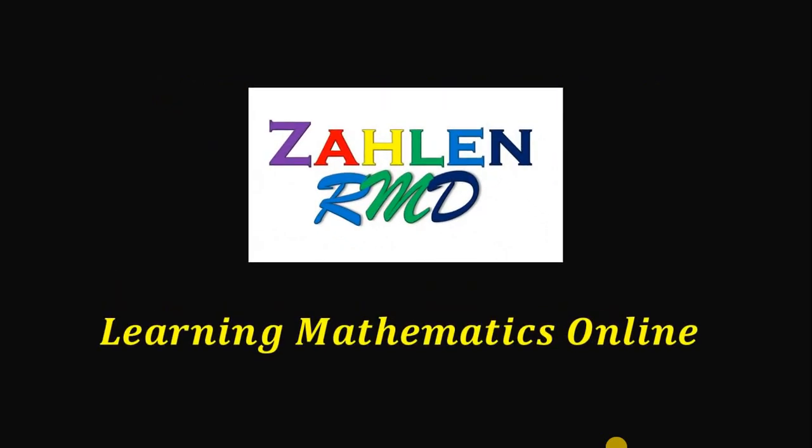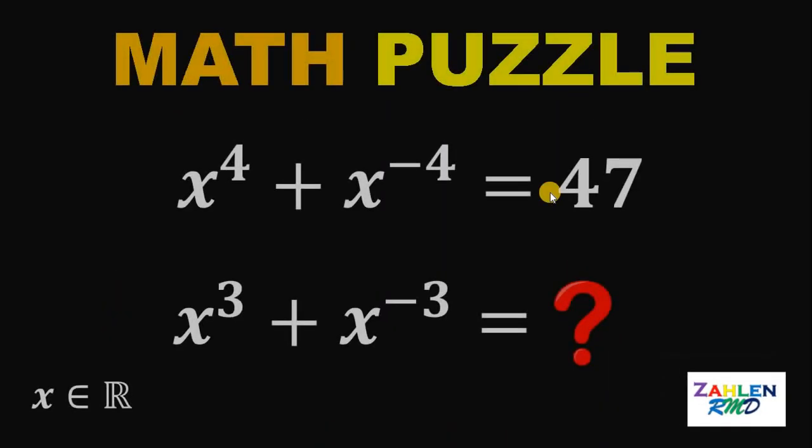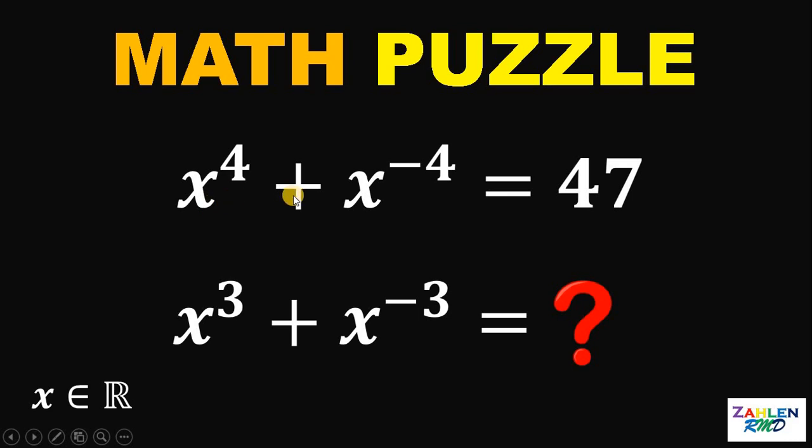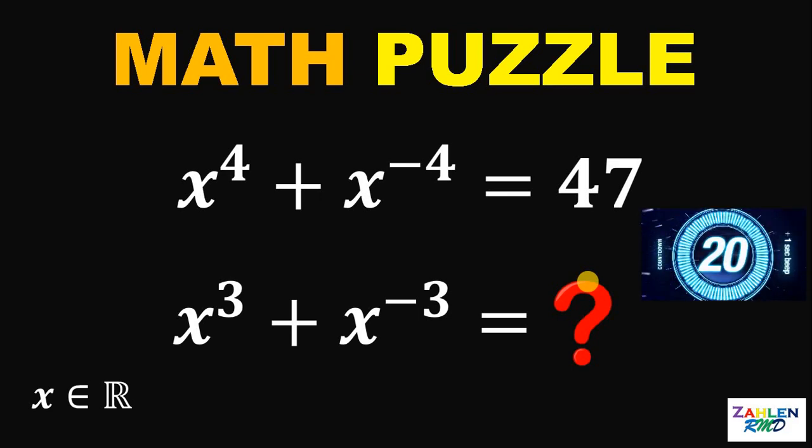And here's our question. Given the equation x raised to the fourth power plus x raised to negative 4 equals 47, such that x is an element of a real number, then what is the value of x cubed plus x raised to negative 3? Now, if you want to try this problem, just pause this video. We have 20 seconds and timer starts now.